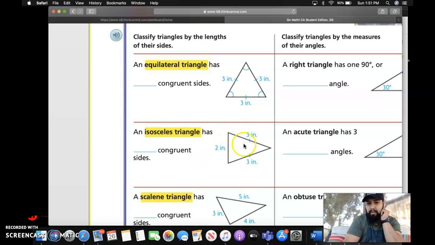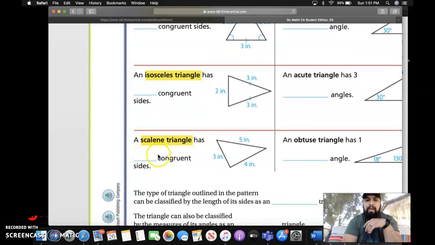Isosceles, you know that based off this one here, there's 2 tick marks. They're both 3 inches, and since 2 of them are the same and one's different, that makes it an isosceles. So an isosceles has 2 congruent sides. And then if we look at the last one, scalene. Scalene, all are different. We got this one, which is 3 inches, 4 inches, and 5 inches. So a scalene triangle has 0 congruent sides.